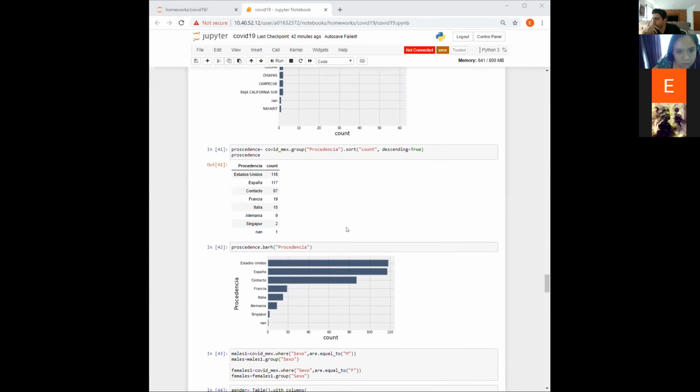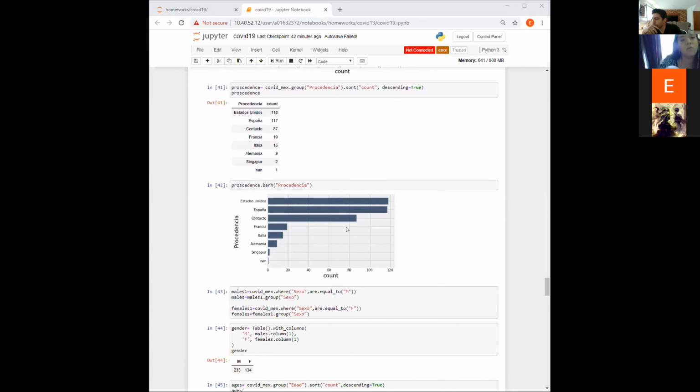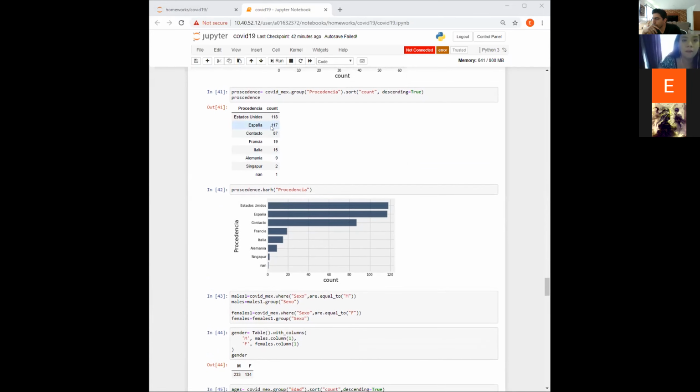And with that information, we also saw that among the cases that were reported, a lot of the people had traveled, and we can see where they came from before they were diagnosed with coronavirus. Most people came from the United States.